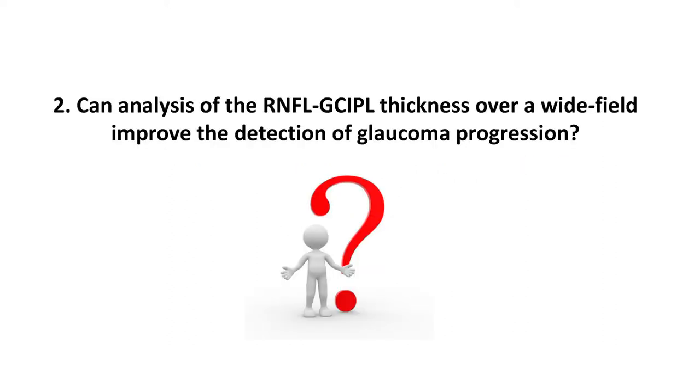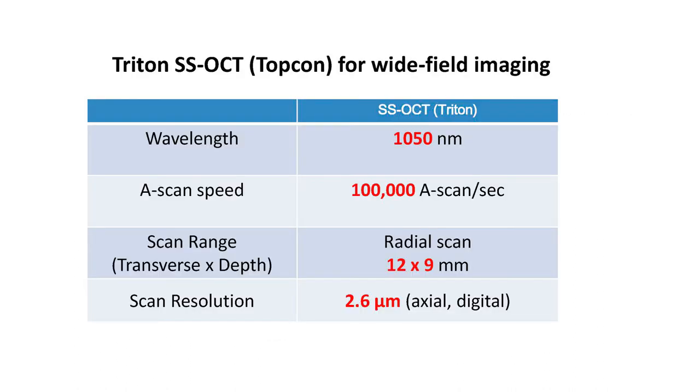So the next question that we ask is, since retinal nerve fiber layer and GCIPL are both important, and we also know that macular imaging and peripapillary area imaging is important, we asked whether the analysis of the combined RNFL and GCIPL over a wide view would improve the detection of glaucoma progression. For wide field imaging, what I showed earlier in the examples is based on the Cirrus OCT, which images the optic nerve head 6x6 millimeter and macular 6x6 millimeter. So we need two different scans to take images from both areas.